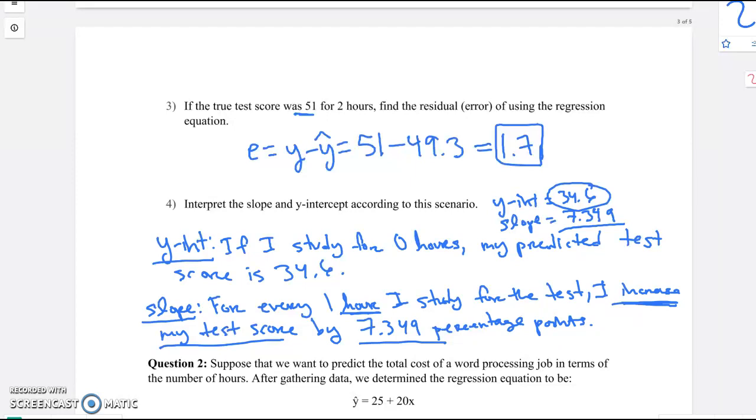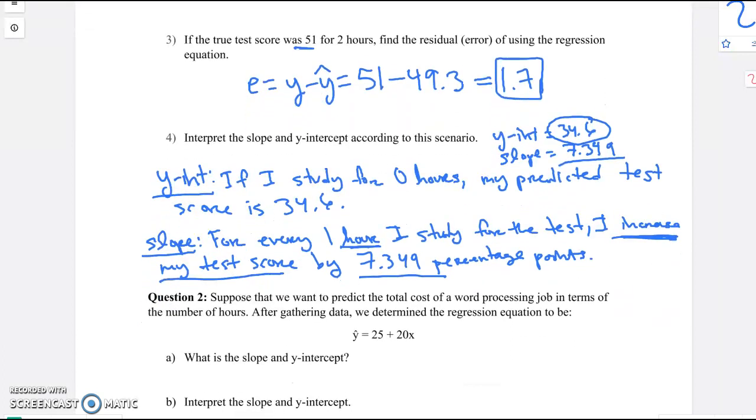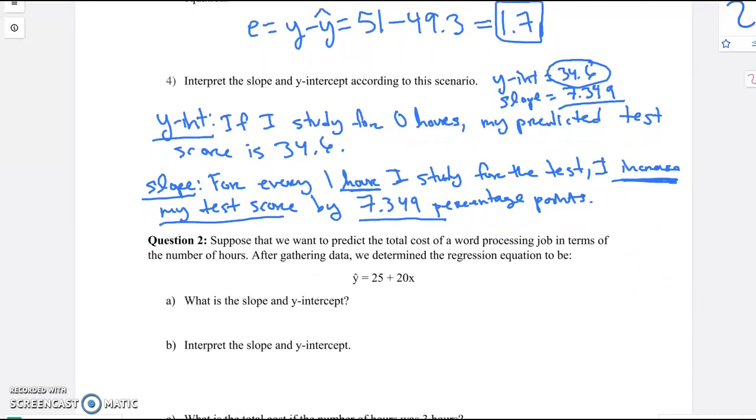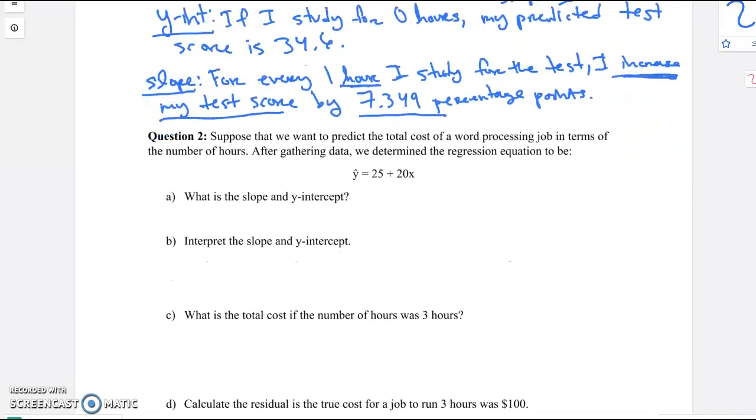If you want to copy paste this, you can go ahead and copy paste it for any other questions. But this is basically what I'm looking for when I'm looking for interpretation. What exactly am I doing? What is this scenario telling me? What do these numbers mean? Okay. All right, let's do this other question.